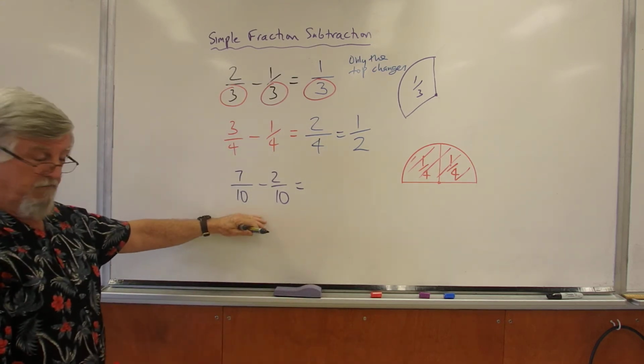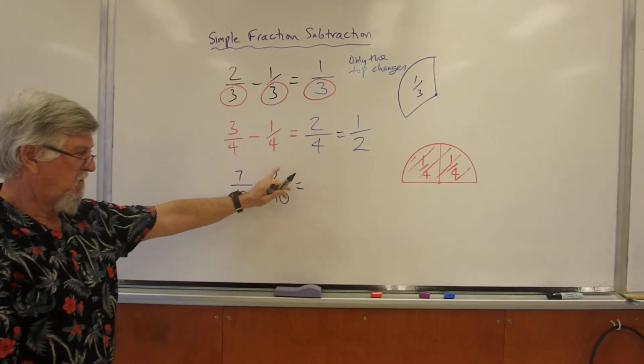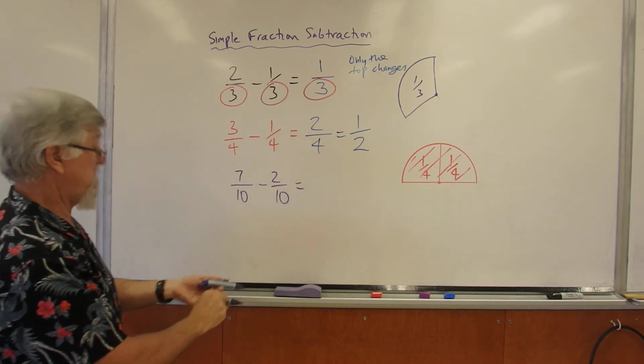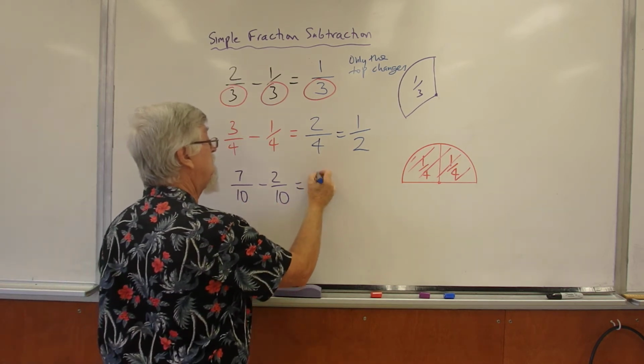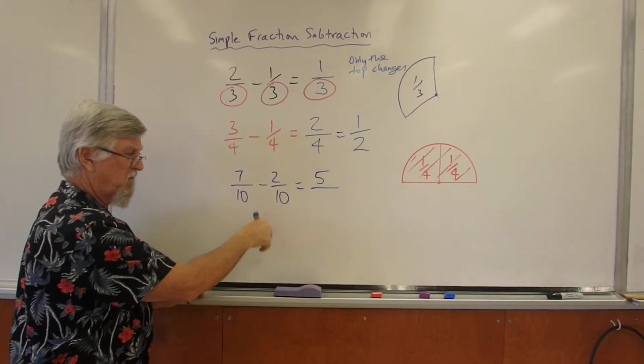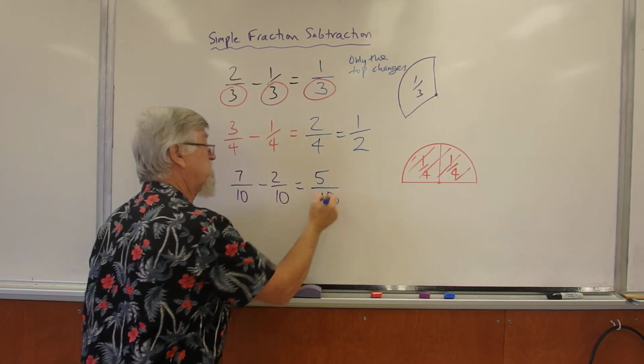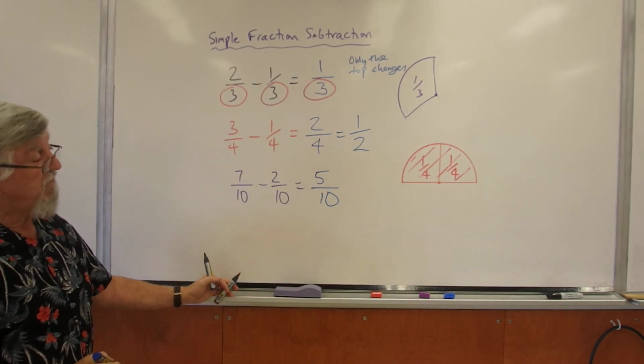Let's go to this one here. I can subtract the tops, but I can't subtract the bottoms. So what have I got? 7 take 2 is 5. And I can't go 10 subtract 10, it'd make no sense, it'd put 0. But the 10s are the description of the size. Now I've got 5 on 10.